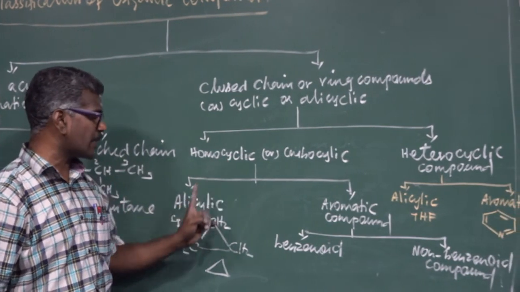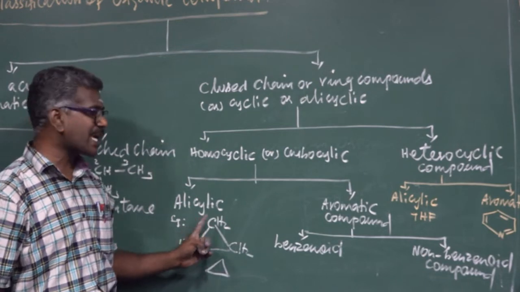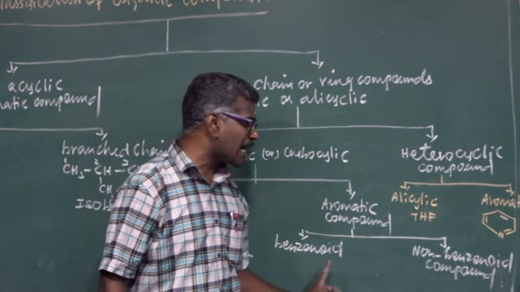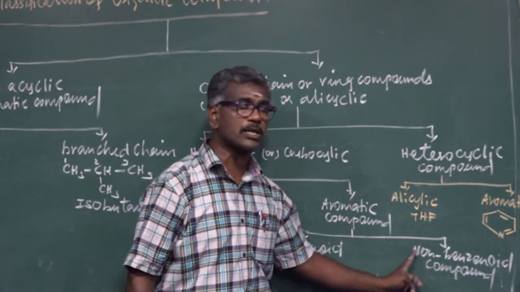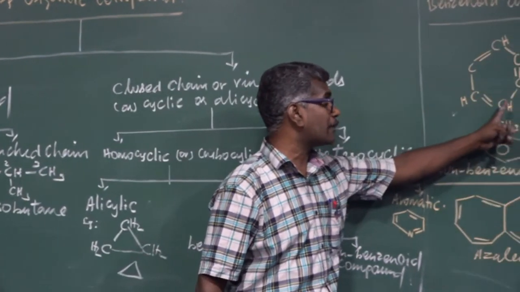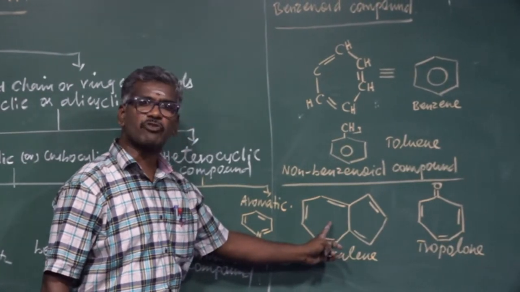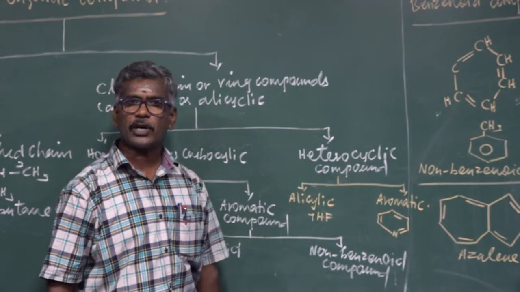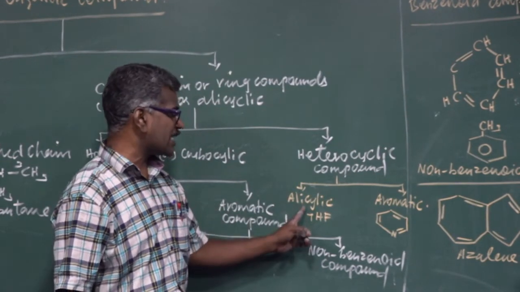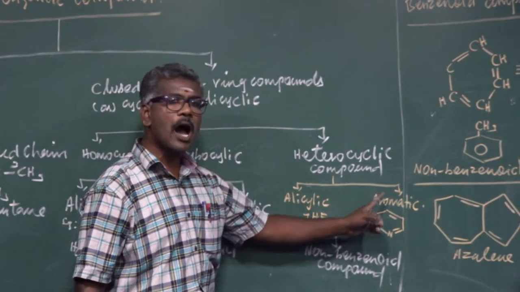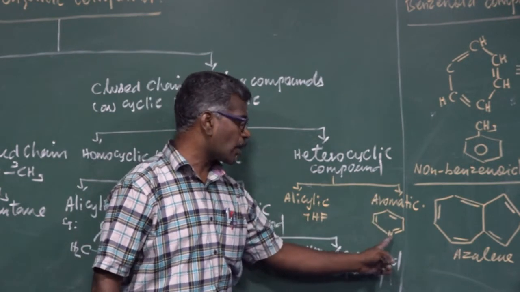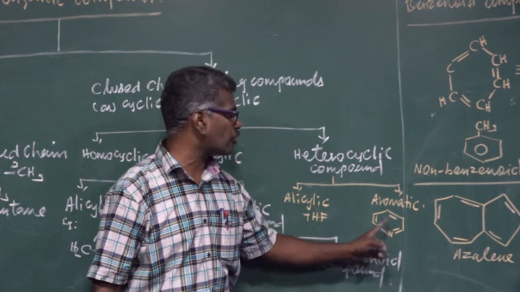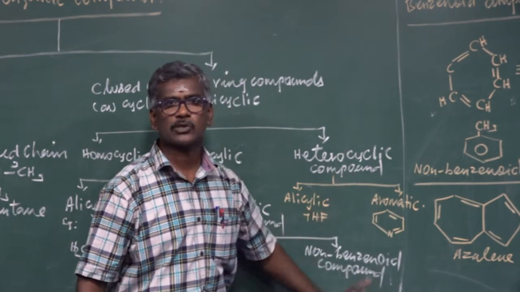These can be classified into two types. First one is alicyclic, another one is aromatic. Aromatic can be classified into two types: benzenoid compound and non-benzenoid compound. These are the examples for benzenoid compounds. These are the examples for non-benzenoid compounds. Another one is heterocyclic compound. Heterocyclic compound can be classified into two types. First one is alicyclic compound, another one is aromatic compound. In the aromatic compound, one carbon atom is replaced by a nitrogen atom. This one is the best example for aromatic heterocyclic compounds.